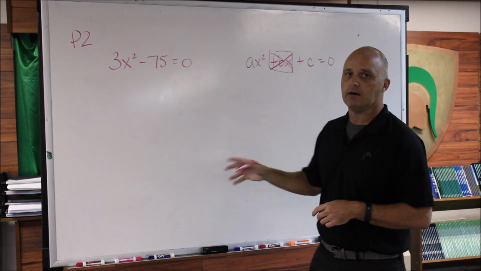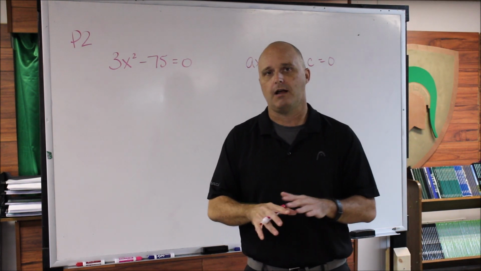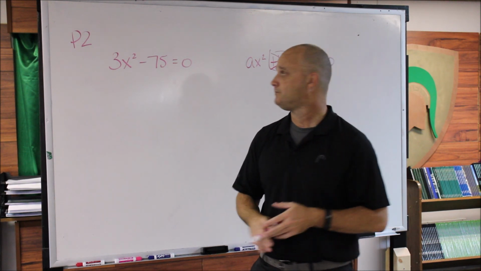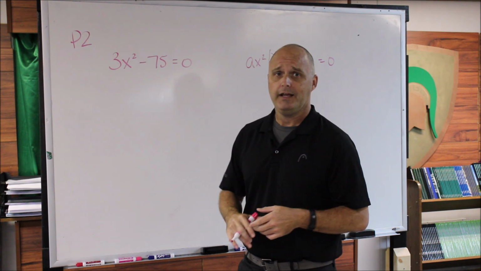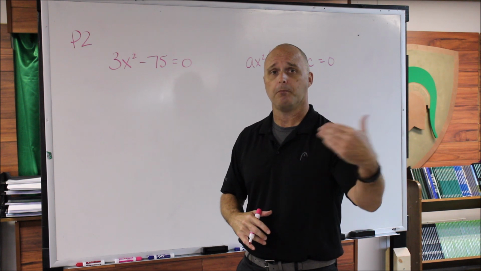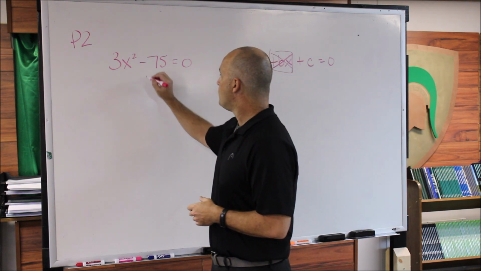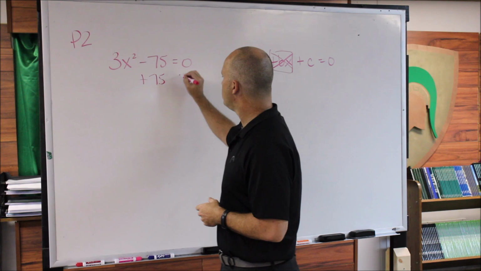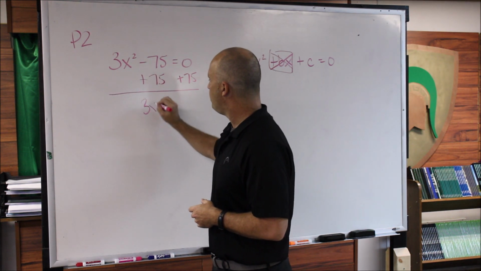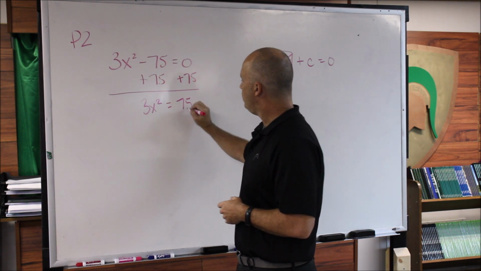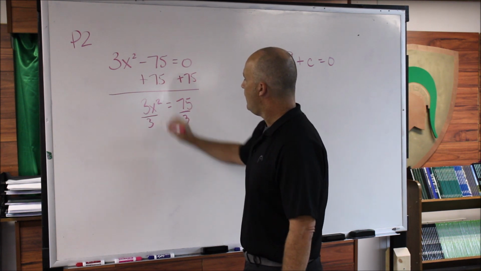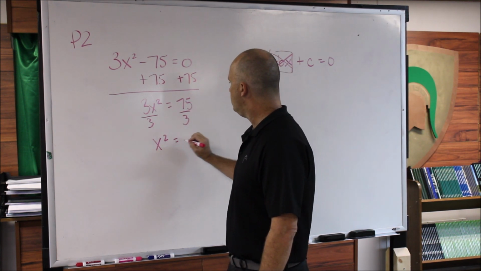So since we don't have the bx, anytime that you have a setup that looks like this, you can just isolate the variable. If we're going to isolate the variable, work opposite the order of operations, or work backwards with the order of operations. So we're going to work the addition and subtraction first and add 75 to both sides. When we do that, we're going to be left with 3x squared equals 75. So we've got to remove this 3, so divide out the 3, and then you're left with x squared equals 25.